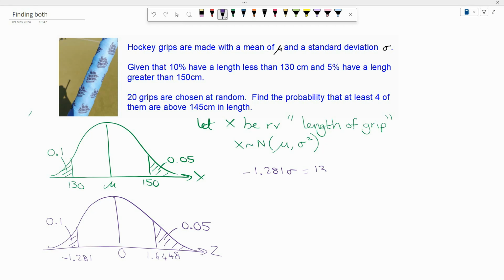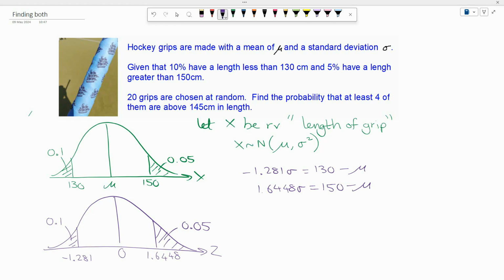Right, so what we know is when we look at minus 1.281 standard deviations below the mean, that's a score of 130 minus mu. You'll notice I just skipped a step here. Normally I'd divide by sigma, but it's just a bit quicker. And that is what it means. It means it's 1.6448 standard deviations above the mean. So 1.6448 standard deviations is 150 minus the mean.